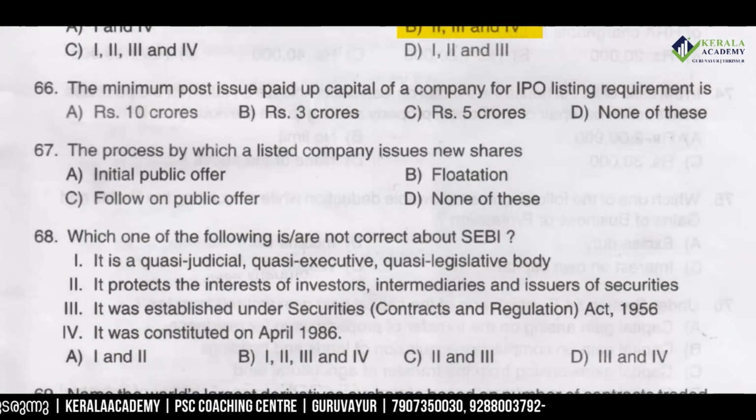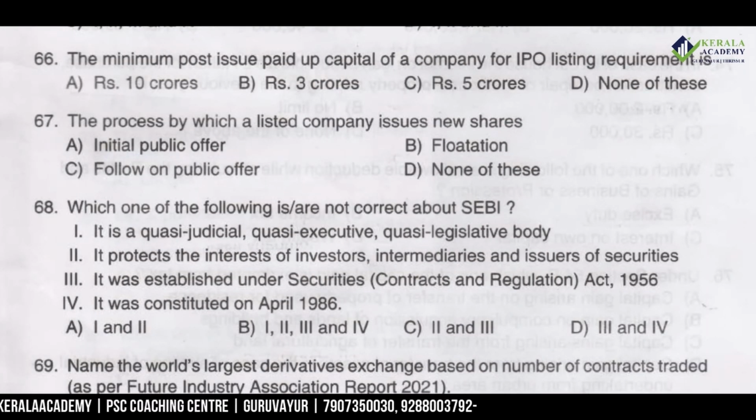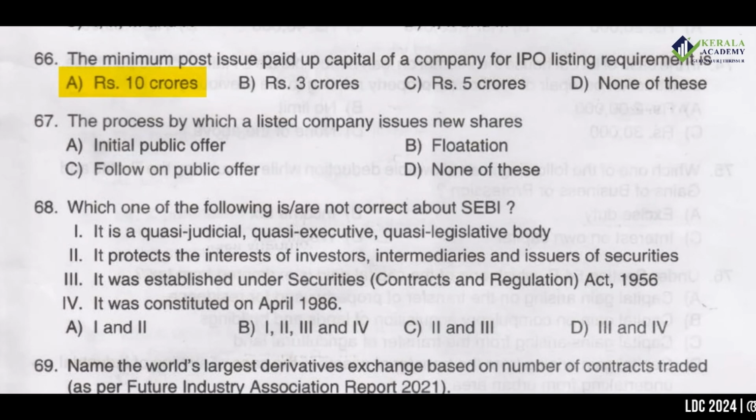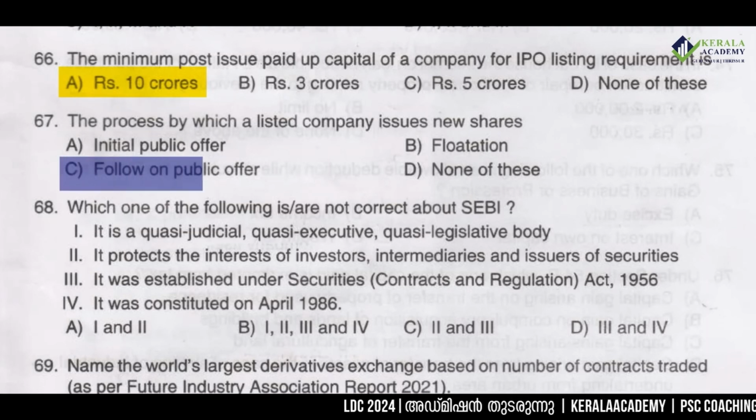The minimum post-issue paid-up capital of a company for IPO listing requirement is rupees 10 crores, rupees 3 crores, rupees 5 crores, none of these. Correct answer option A, rupees 10 crores. The process by which a listed company issues new shares: initial public offer, flotation, follow-on public offer, none of these. Correct answer option C, follow-on public offer.